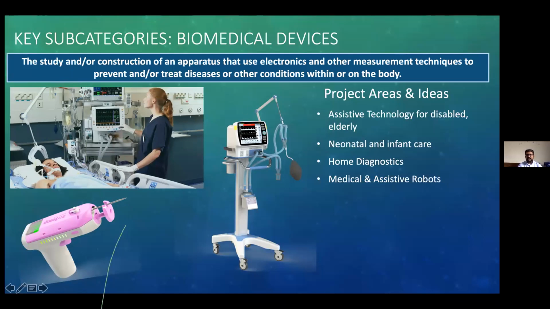On the right hand side here is a picture of a ventilator that a friend of mine is developing at the moment in Bangalore. And we are in the process of trying to test this out and see if this works.